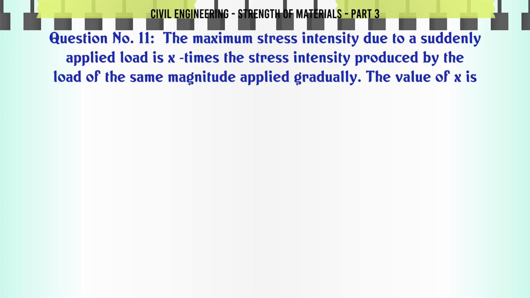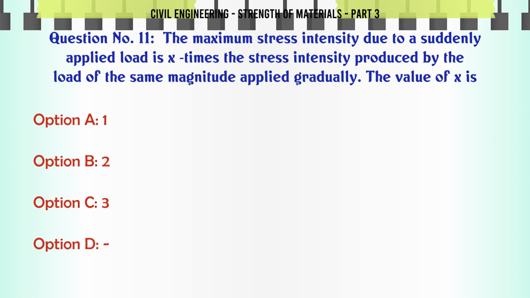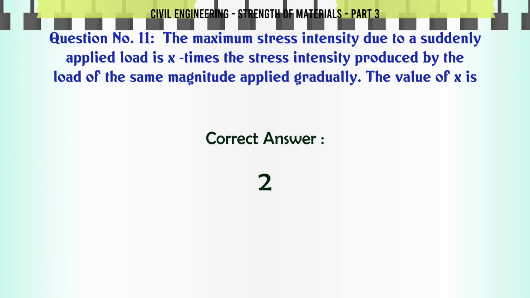The maximum stress intensity due to a suddenly applied load is X times the stress intensity produced by the load of the same magnitude applied gradually. The value of X is A) 1, B) 2, C) 3, D) 4. The correct answer is 2.